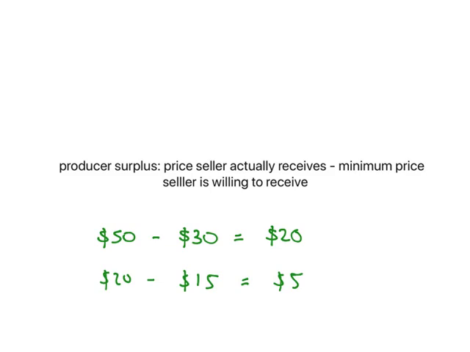So it works very similar to consumers, except it's the price you're actually receiving goes first, minus what you're willing to receive. So you're just flipping which one comes first in that equation.